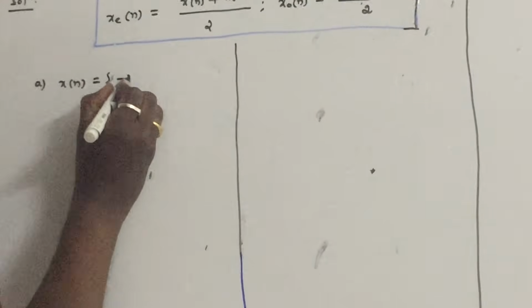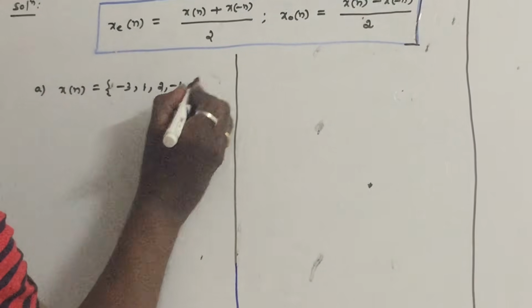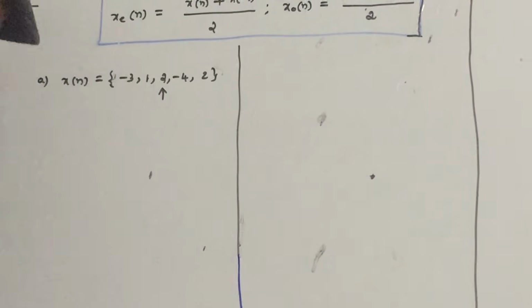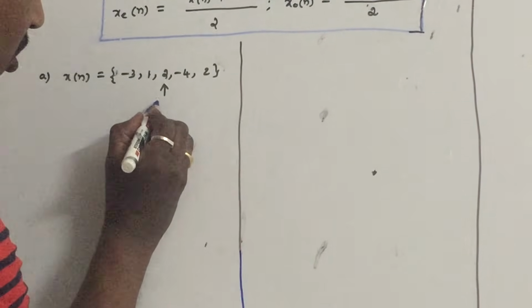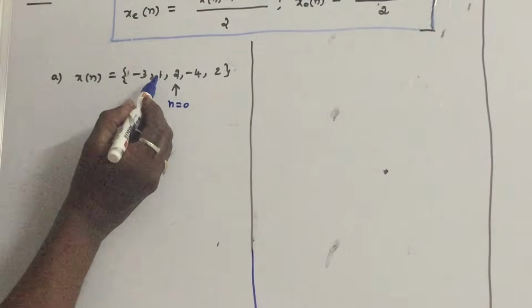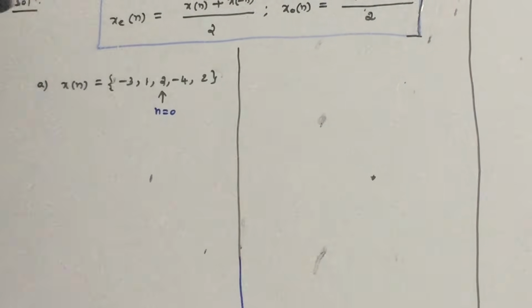So x of n, what is the given sequence? Minus 3, 1, 2, minus 4, 2. The arrow is given here, so wherever the arrow is, keep n is equal to 0 there. So this is n is equal to 1 sample, this is n is equal to 2 sample, this is n is equal to minus 1 sample, this is n is equal to minus 2 sample.